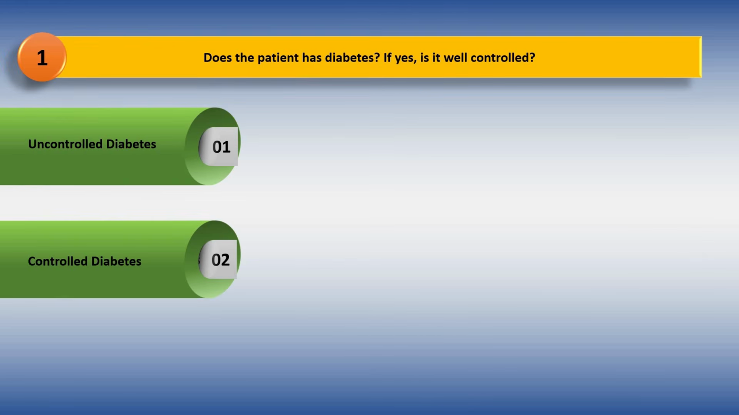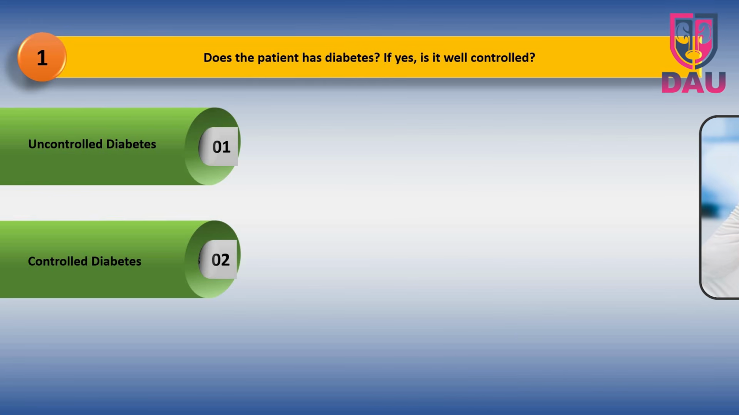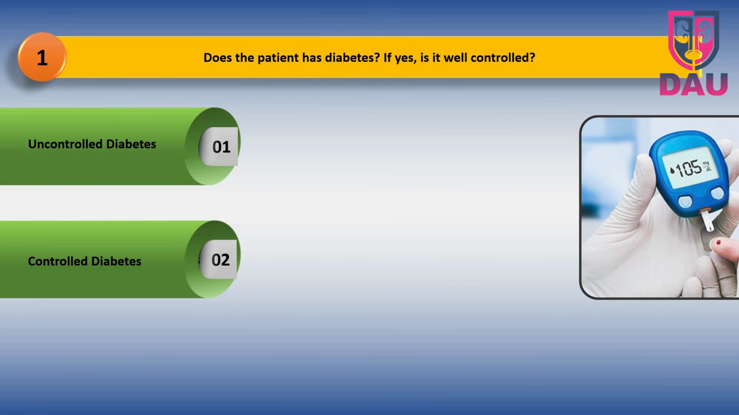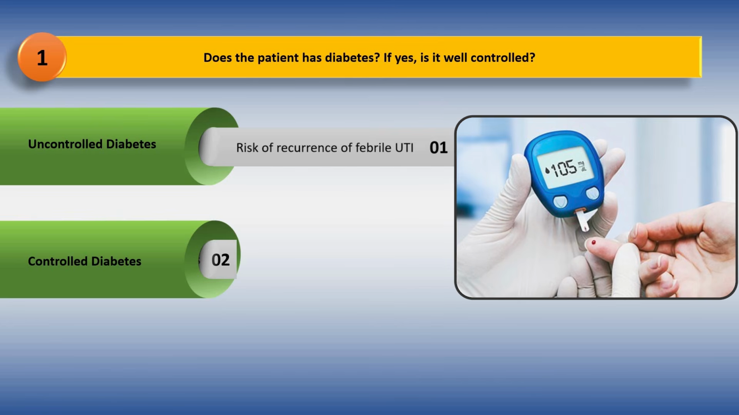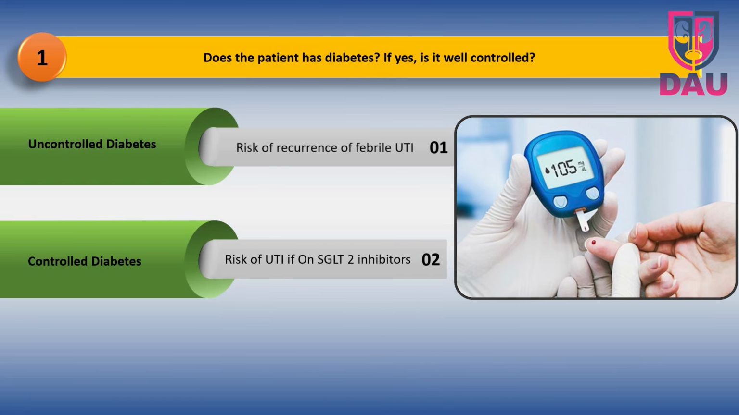Firstly, does the patient have diabetes? Now, if the patient has uncontrolled diabetes, you know that the risk of recurrence of febrile urinary tract infection is huge. So please check the blood sugar of the patient before you pull out the catheter. And second thing, even if the sugar is controlled properly, check on which medication the sugar is controlled.